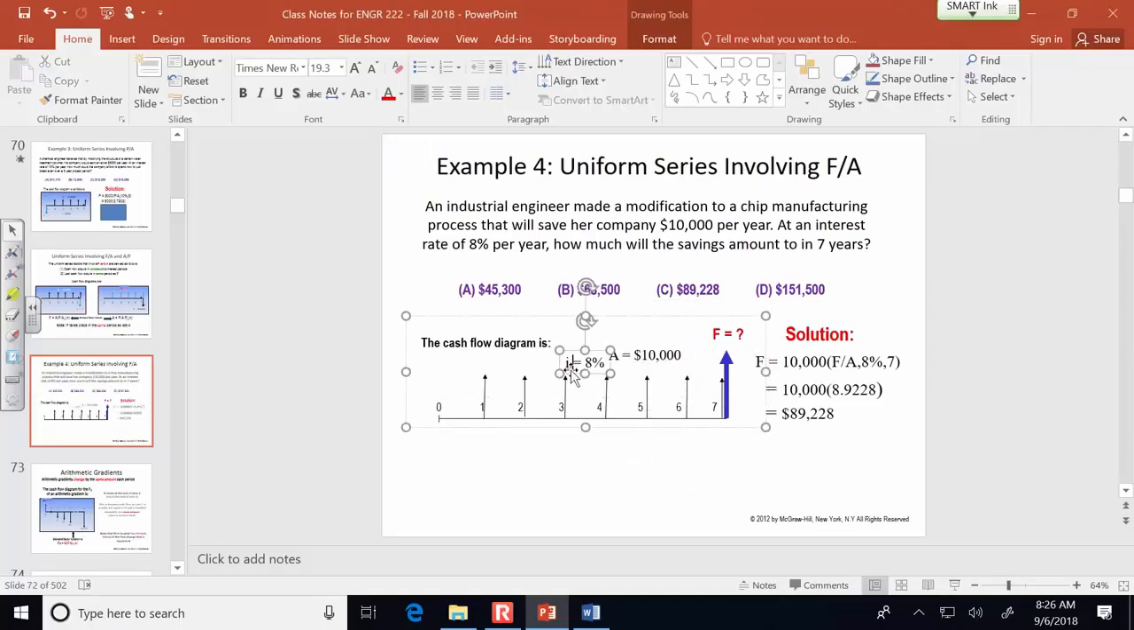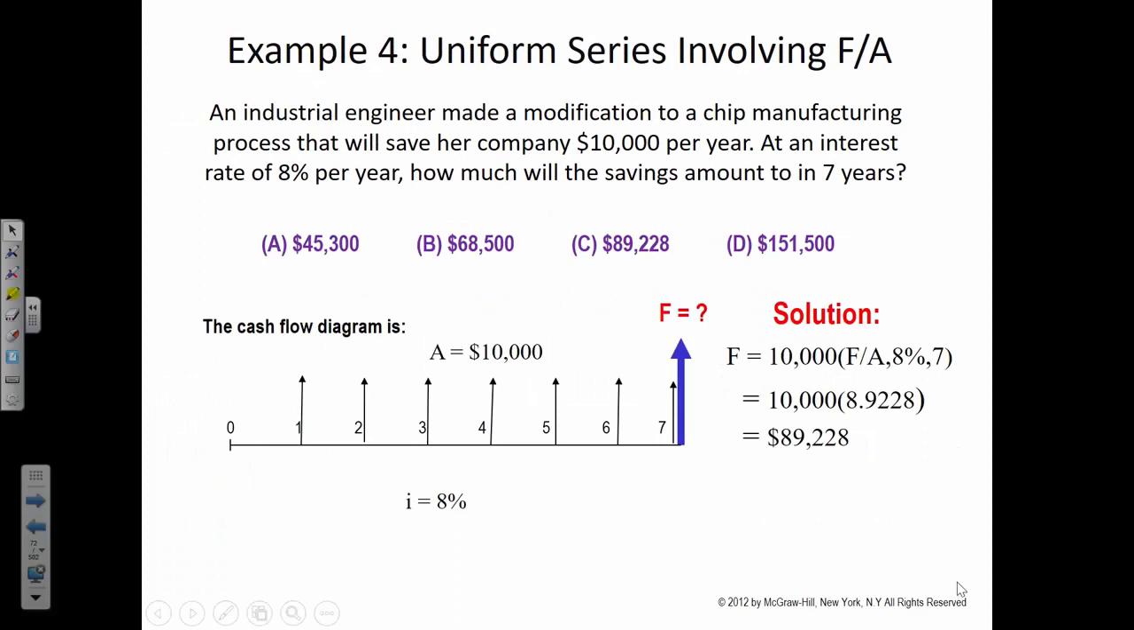Okay, so the approach then is just to find the table for F given A, multiply it by the A amount of 10,000, and so it's worth 89,000. Any questions about this illustration?